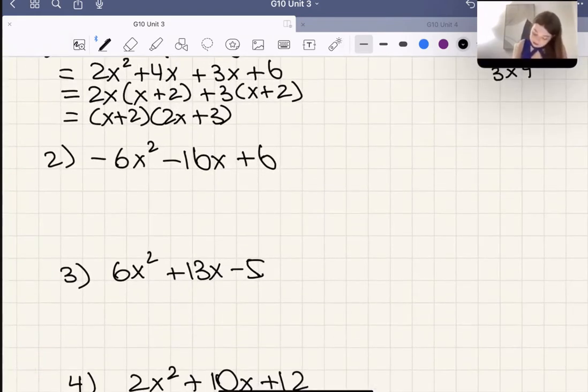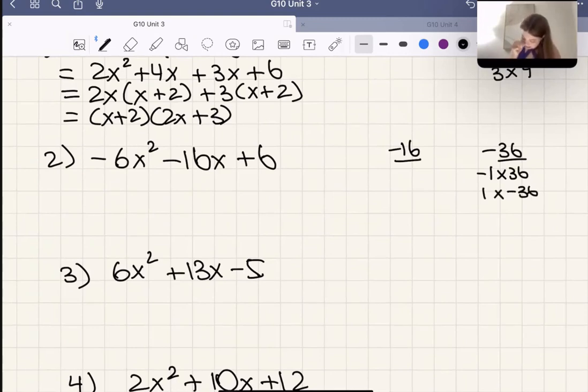So I need to find two things that add up to negative 16 and that multiply out to negative 36, right? Negative 6 times 6, A times C, is negative 36. So what are my possibilities? Well, let's see. Negative 1 times 36, 1 times negative 36, negative 2 times 18, and 2 times negative 18.